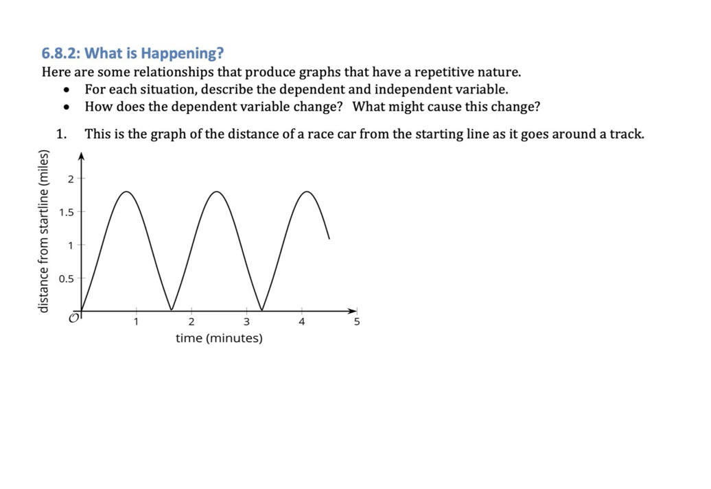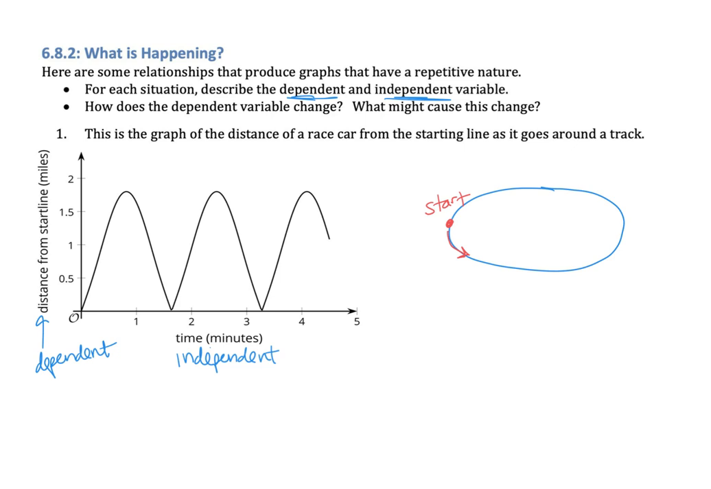For this particular situation, I want you to try to describe what is happening with the independent and dependent variables. Which one's dependent and which one's independent? And how does the dependent variable change? What might cause this? So look at this based on what you see here. Hopefully you were saying the x-coordinate is the independent variable, and the y-coordinate is the dependent variable. So now that we've reminded ourselves of which one is independent and which one is dependent, go ahead and pause and try to describe what you believe is happening.